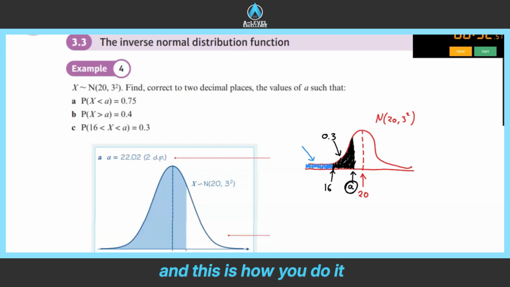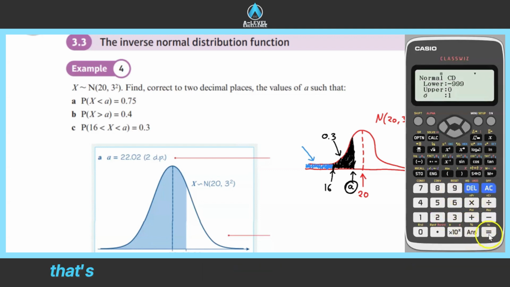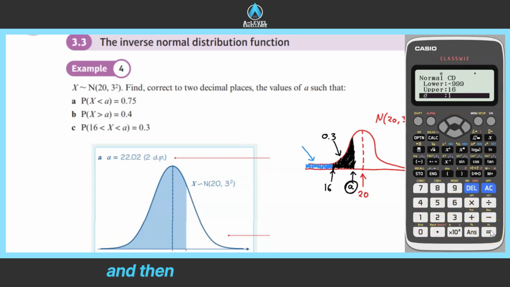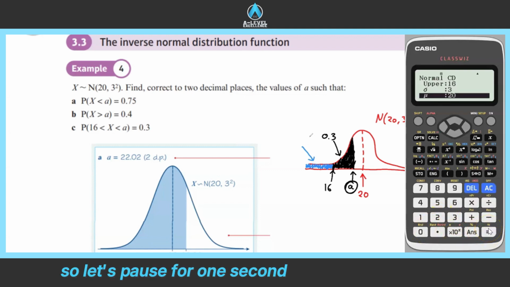And this is how you do it. So go on. Sorry, I interrupted you, but would it be the lower would be minus 999 as you said, and then the upper would be 16. Yeah. Upper bound would be 16. And then when you work out that area, you would do 0.3 minus that. Yeah, so let's pause for 1 second, just write that down, right? So everyone's on the same page.